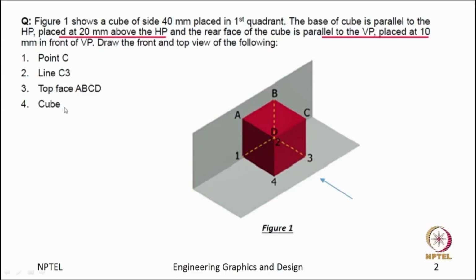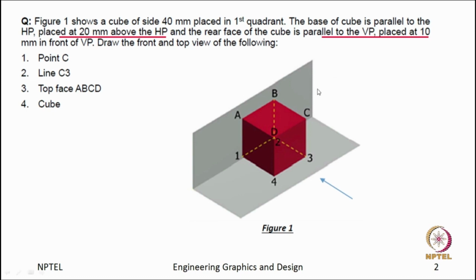So, let us go for the last part of the question, the front and top view of the cube. This time we have to take care of the whole cube, and it is very simple. While you look at a cube, from any side, from front, from top, from left side or from right side, you will see a square, because it is a cube, all the edges are equal.